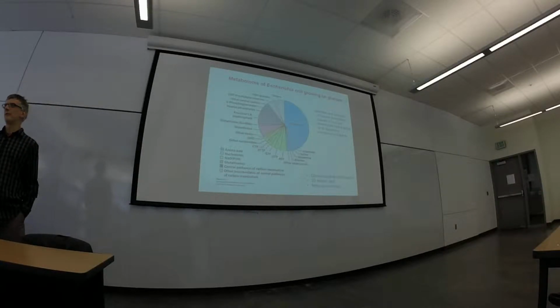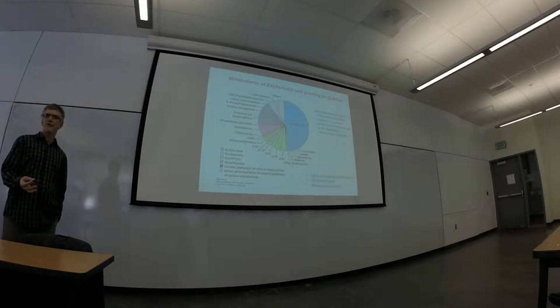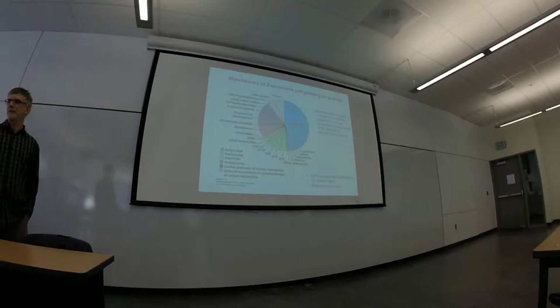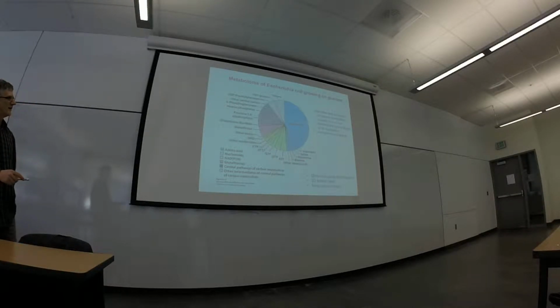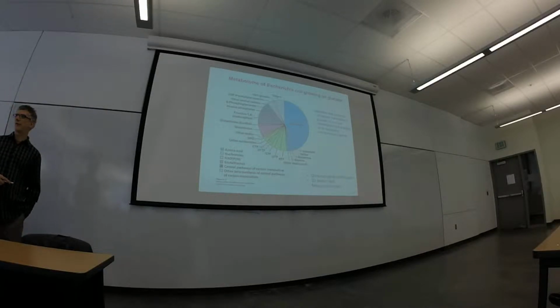So the metabolome doesn't refer to the protein so much. That would be the proteome. The metabolome is what are all the metabolic molecules that are present in vivo, right? And so this is just a snapshot of an E. coli growing on glucose. It's remarkable what fraction of the total molecules are one molecule, the same as glutamate.